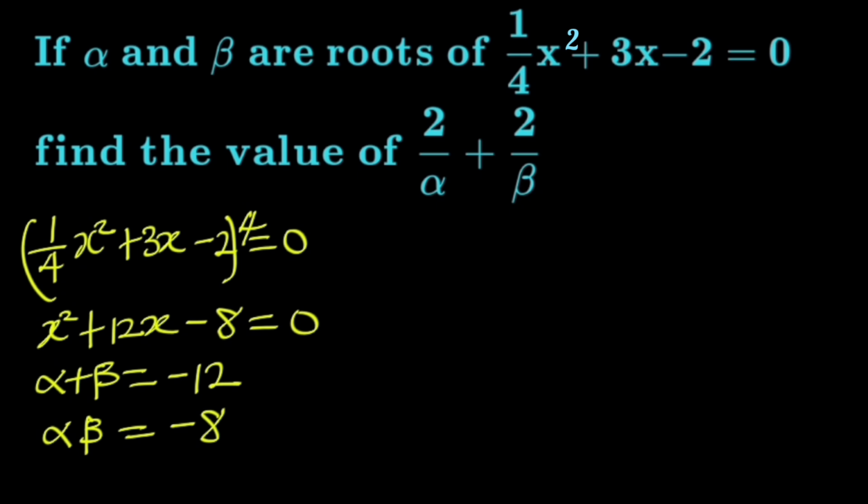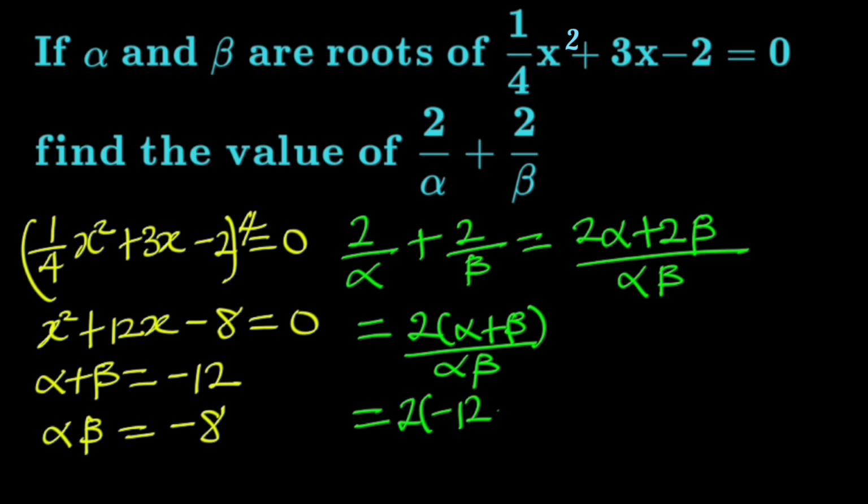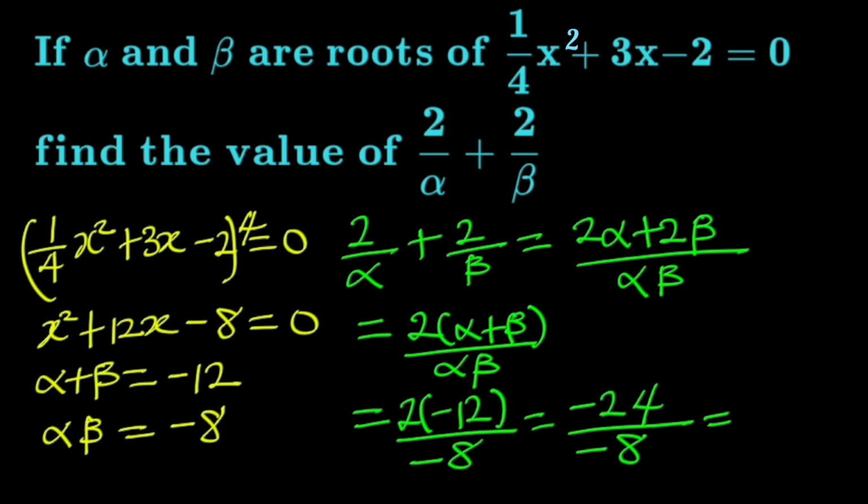To find the value of 2/α + 2/β: 2/α + 2/β = (2α + 2β)/αβ, which can be written as 2 times (α + β)/αβ. By substituting the values of α + β and αβ in the above expression, we have 2 times (−12) over (−8), which equals −24/−8, which is 3.